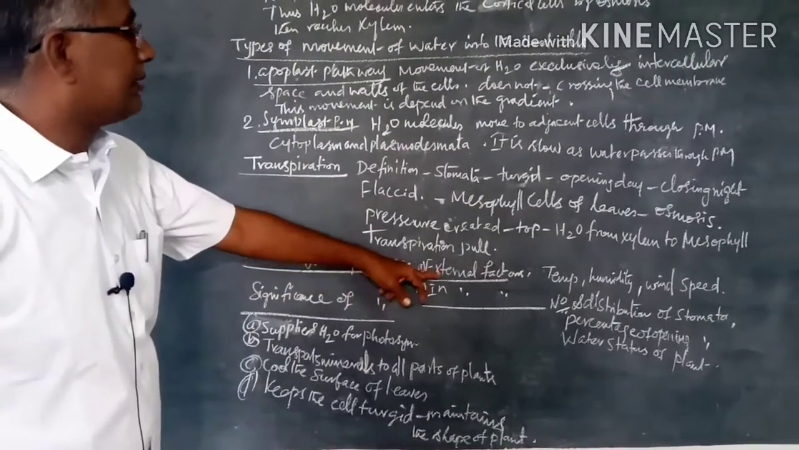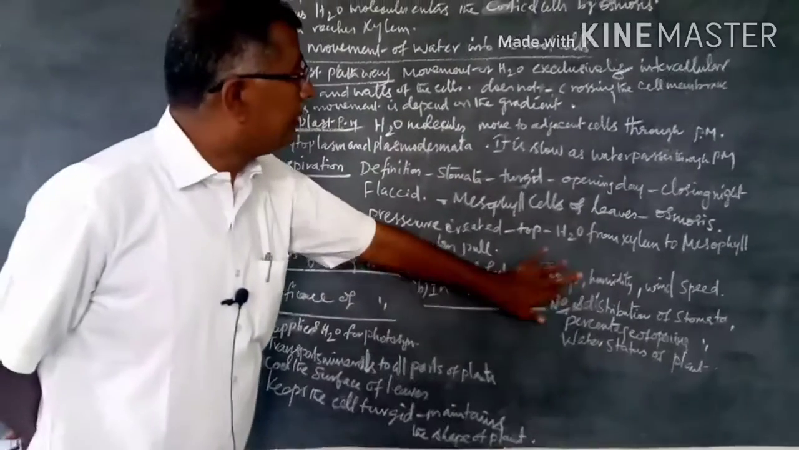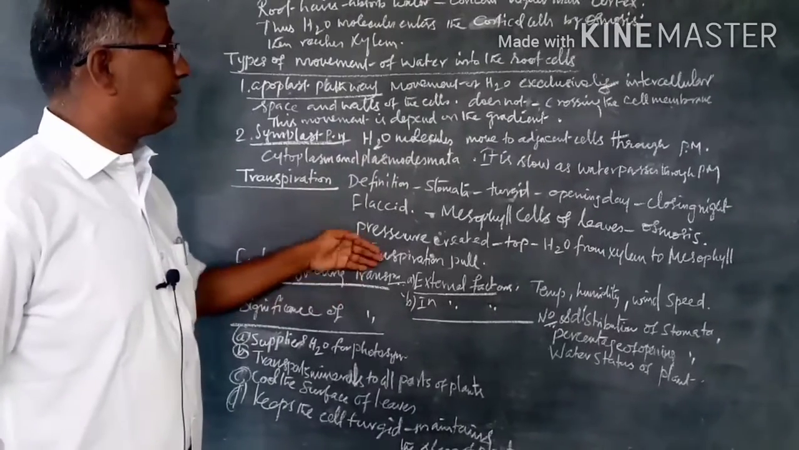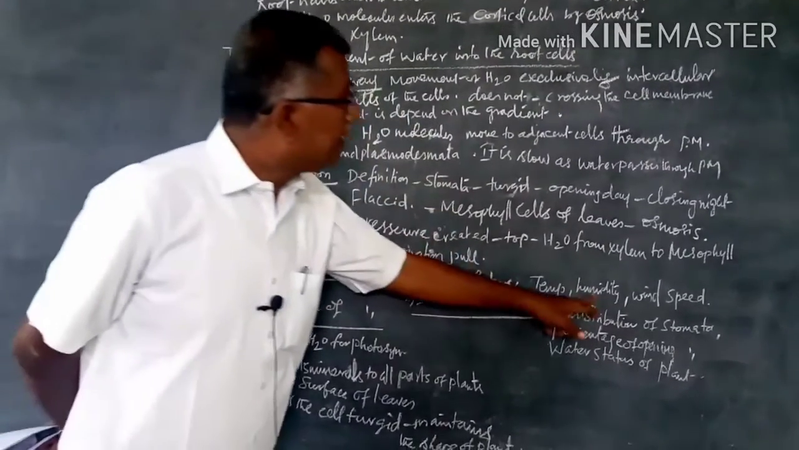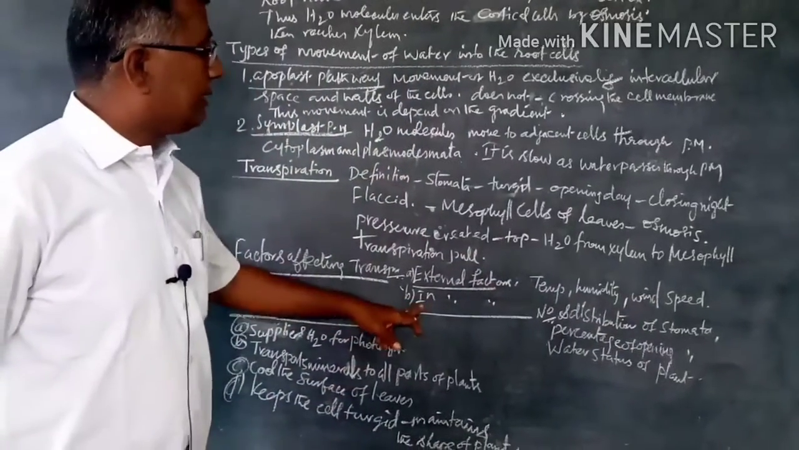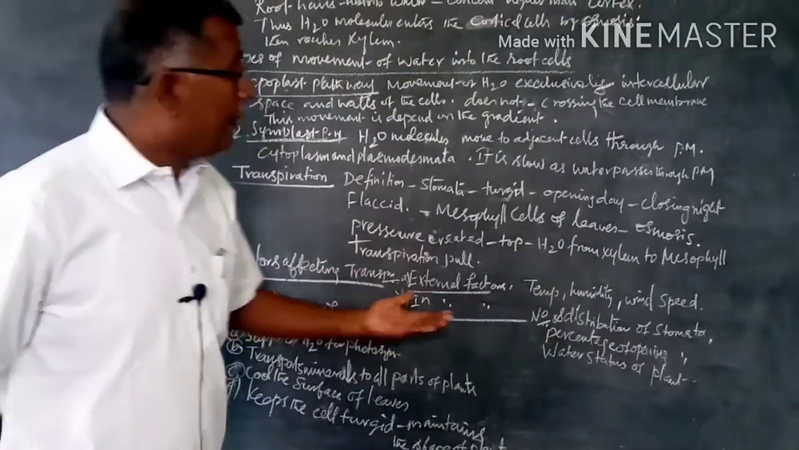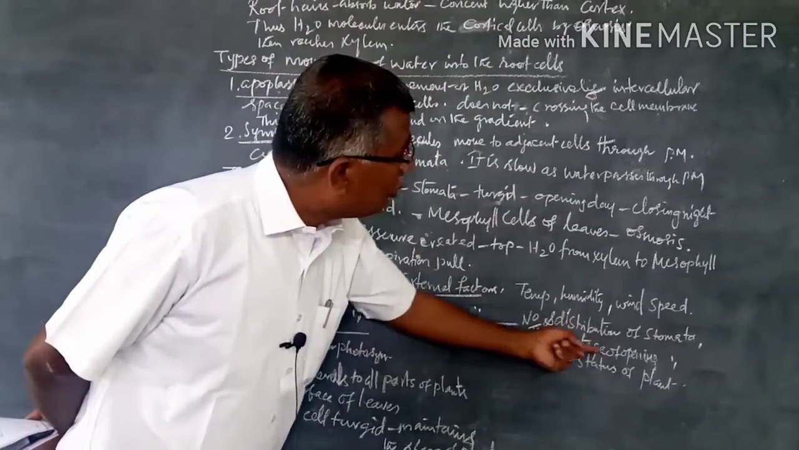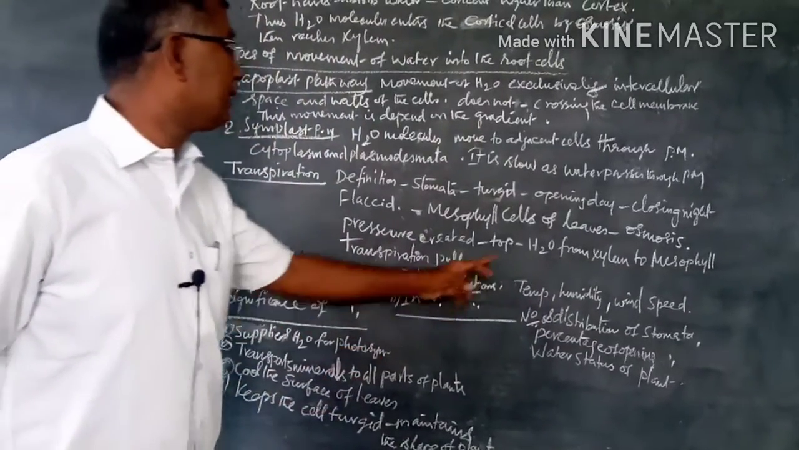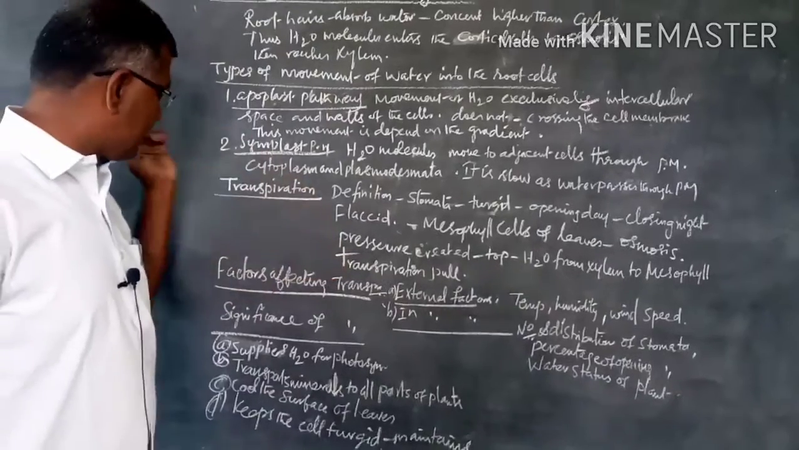What are the factors affecting transpiration? First, external factors. How is it affected from outside? By means of temperature. Suppose the temperature rises, the transpiration rate is more. Then humidity, wind speed. Then internal factors: number and distribution of stomata on the leaf, percentage of opening of stomata, and water status of a plant. These are the external and internal factors which affect transpiration.